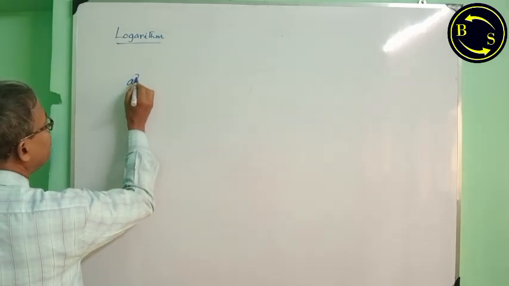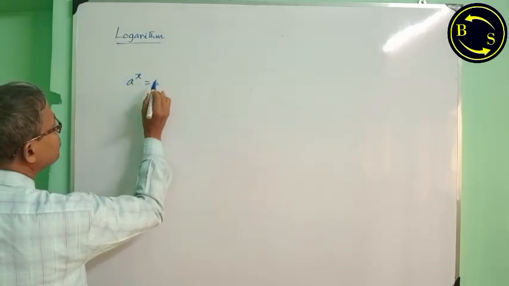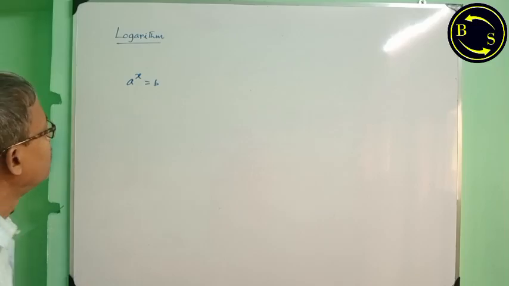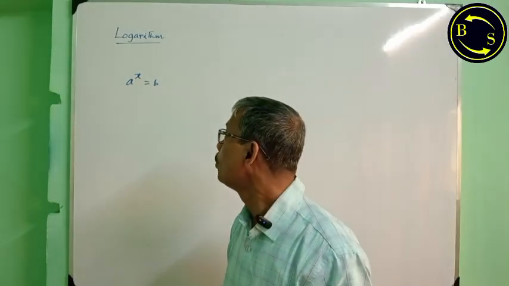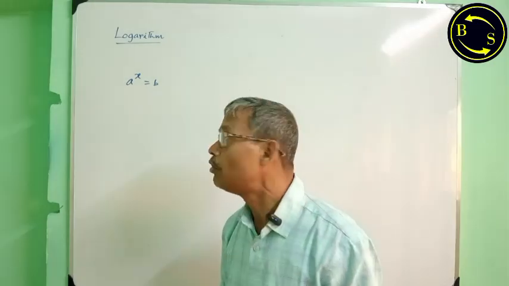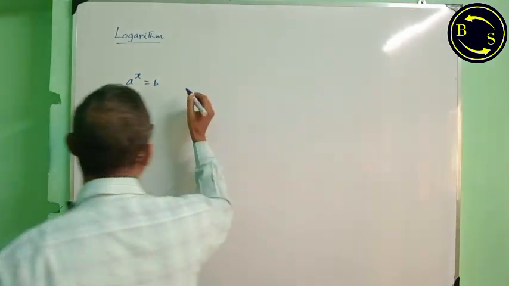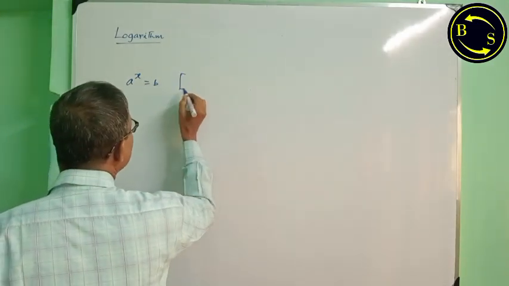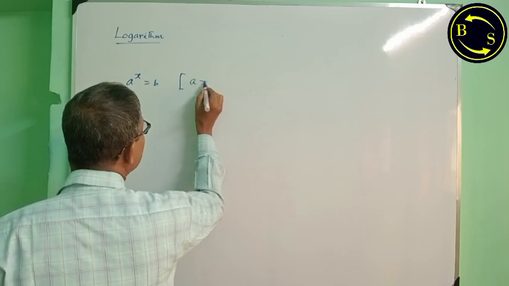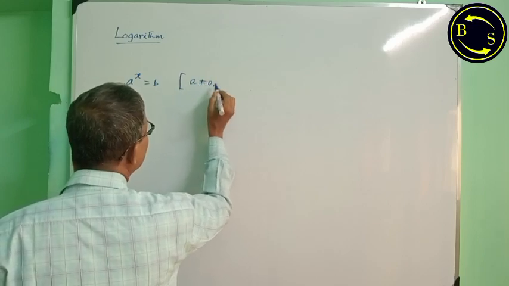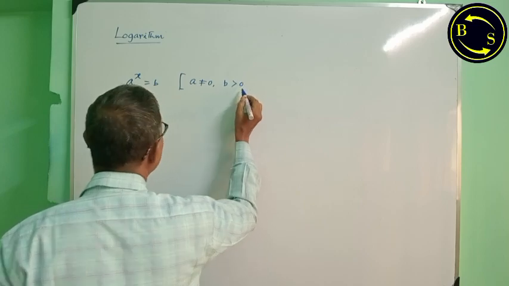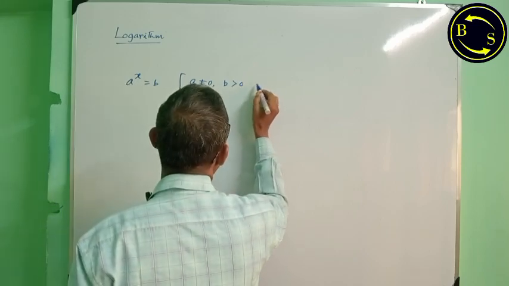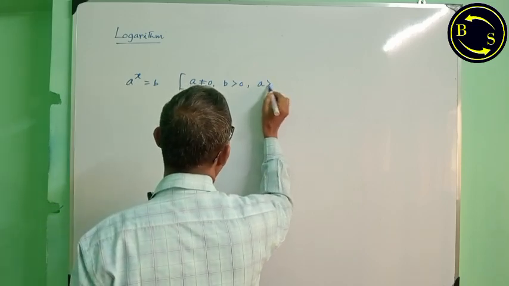A to the power x equal to b. Equation form a to the power x equal to b, or b is the value of a to the power x. Here we consider the restriction: a is non-zero, b positive, a greater than 1.